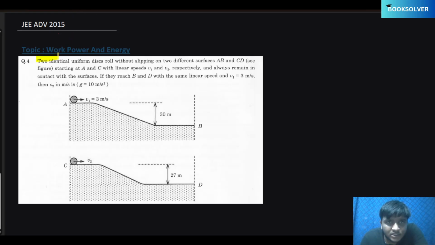It says that two uniform disks roll without slipping on two different surfaces AB and CD. You can see in the figure this part is AB and this is CD. Starting at A and C with linear speeds V1 and V2, they always remain in contact with the surface. If they reach B and D with the same linear speed, then they ask us to find V2.